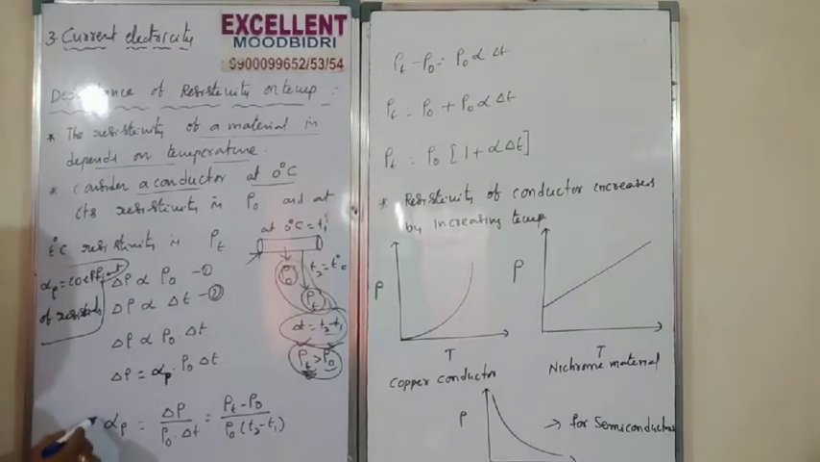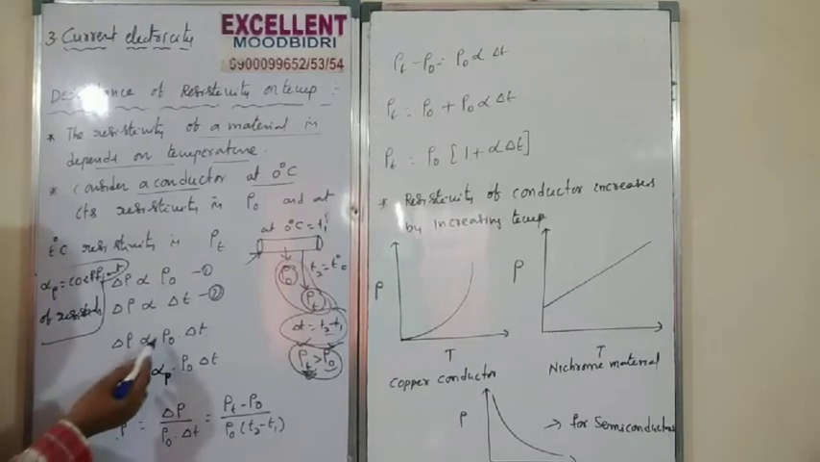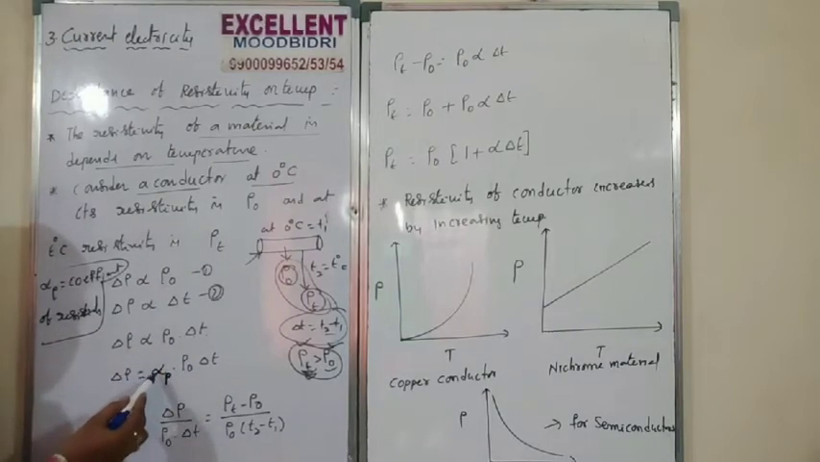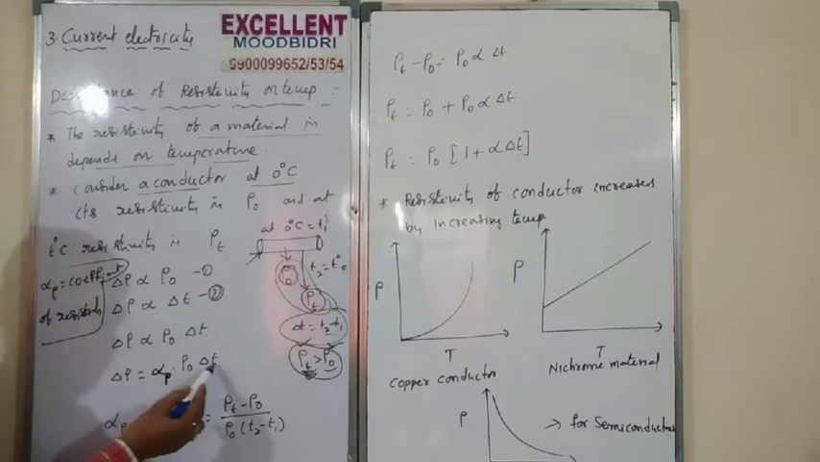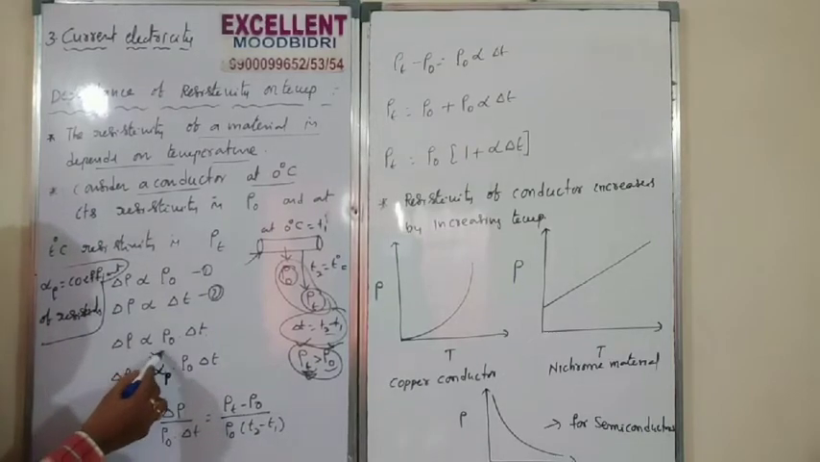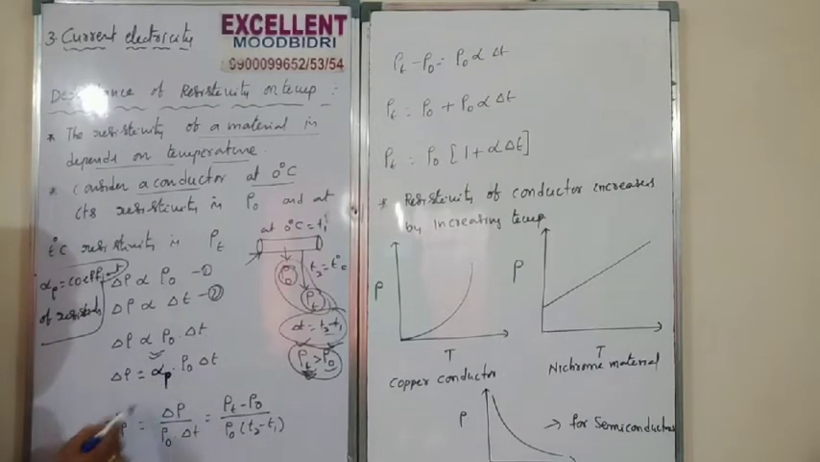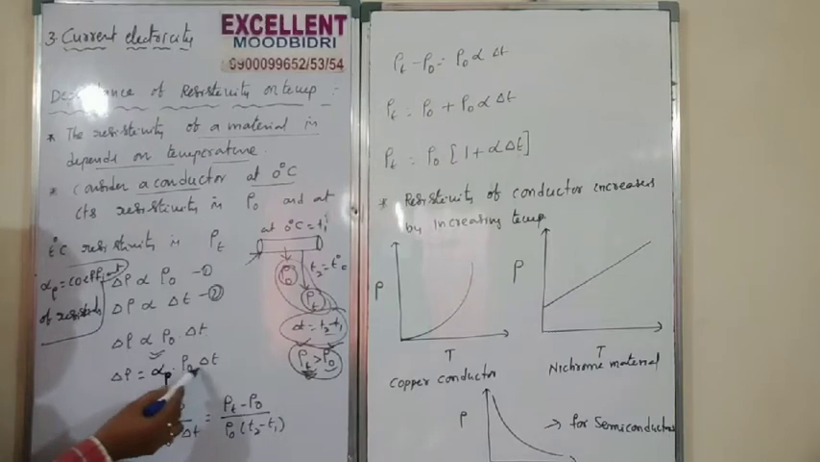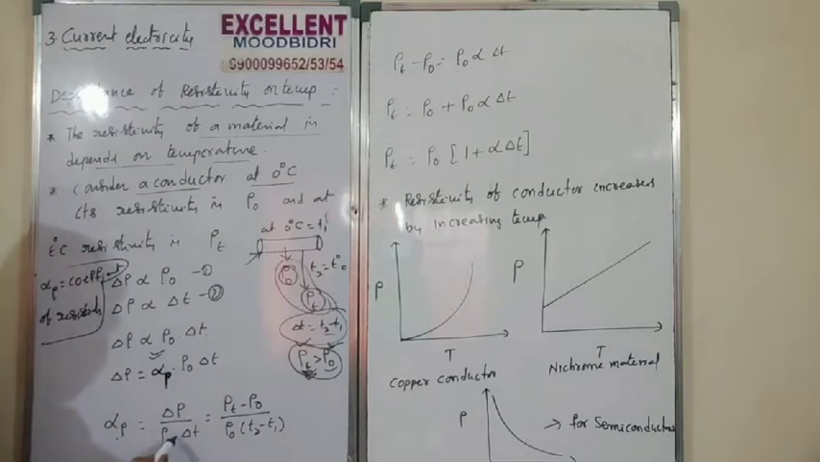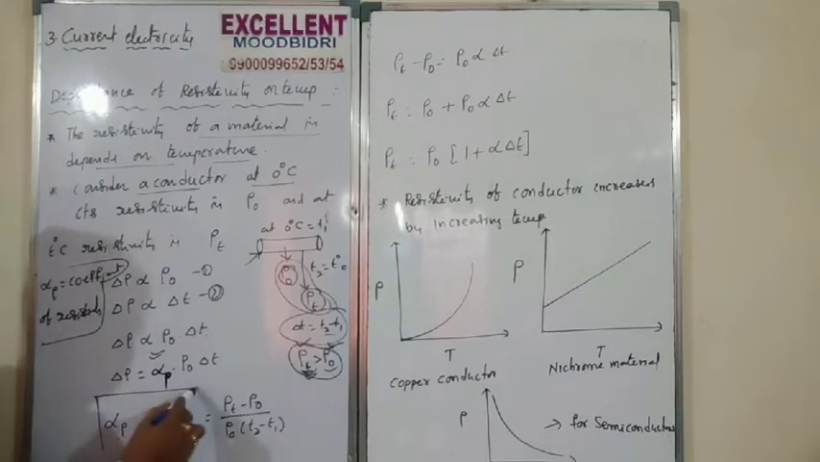But in that case, we have to use this formula only. Alright. So from 1 and 2, what can we write? Delta rho is equal to alpha rho into rho naught into delta T. So now I want alpha rho. Alpha rho is equal to, so this is transferred to this side. Therefore, delta rho by rho naught into delta T. This is the coefficient of resistivity formula.